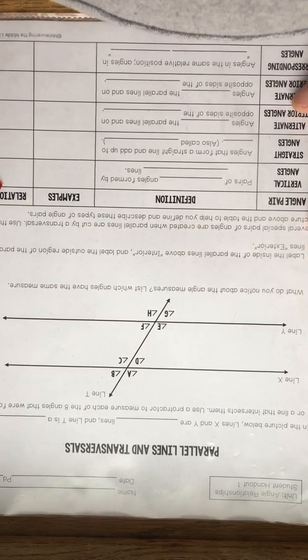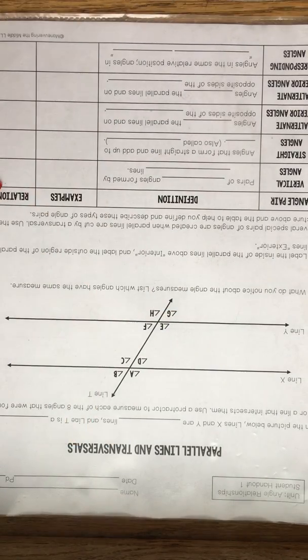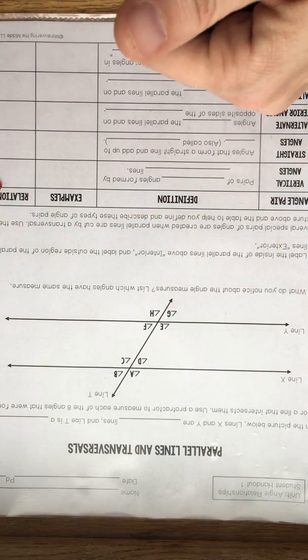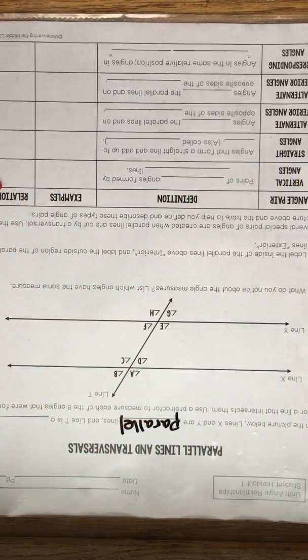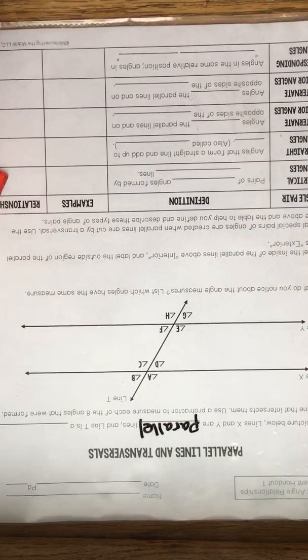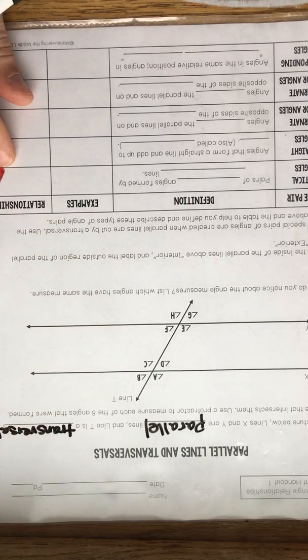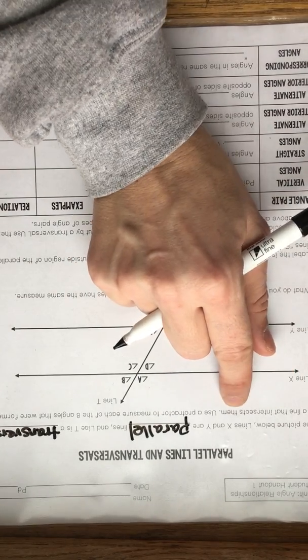So what we're going to do is we're now going to talk about parallel lines and this fancy word called a transversal, which just means a line that cuts through two parallel lines, okay? So in the picture below, X and Y are parallel lines, and line T is a transversal. Transversal means a line that intersects them.